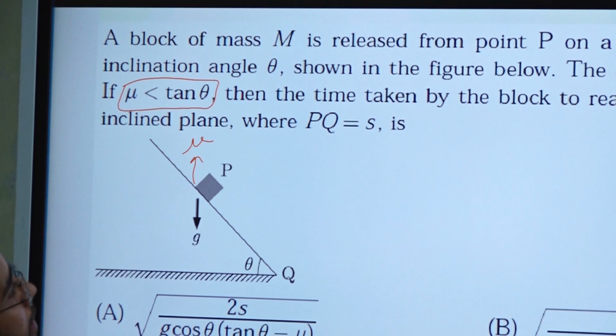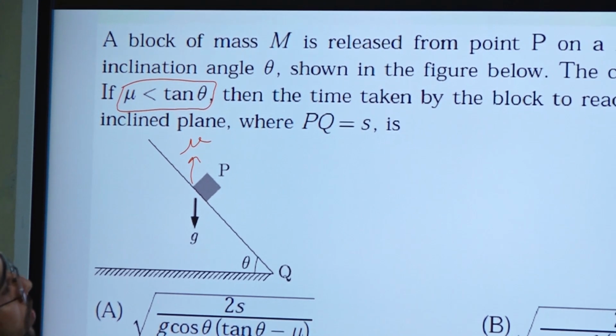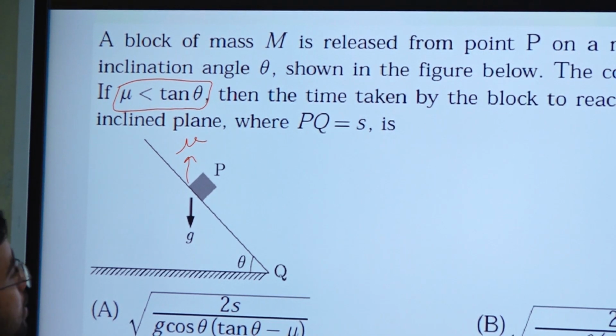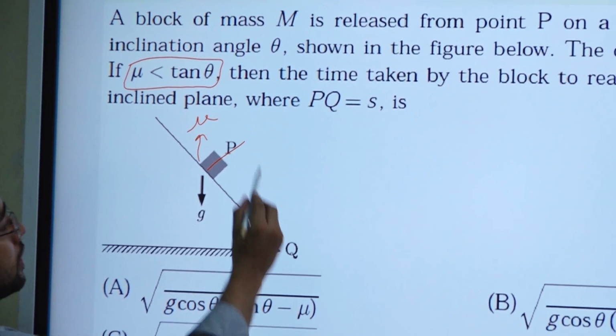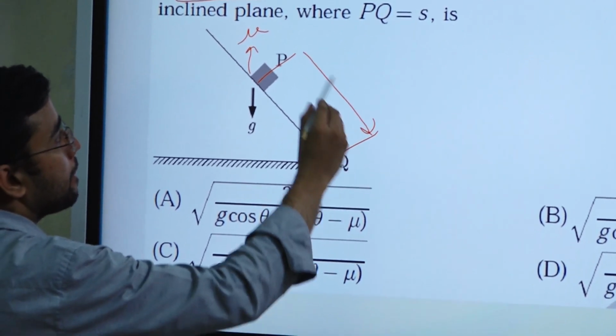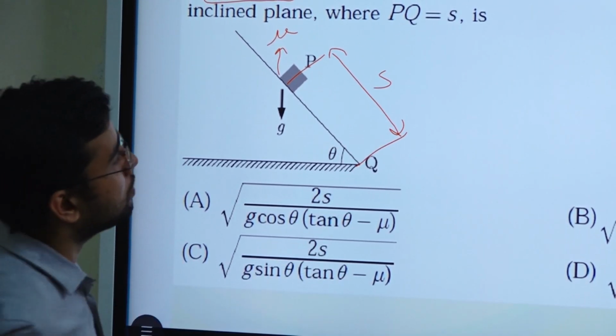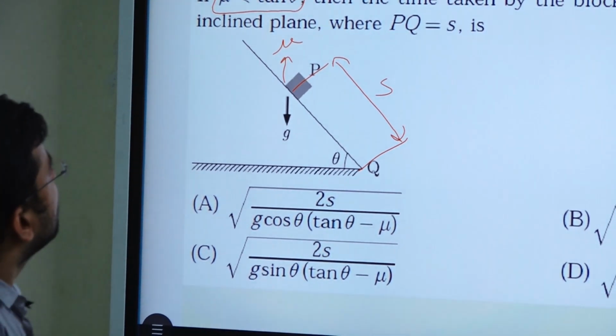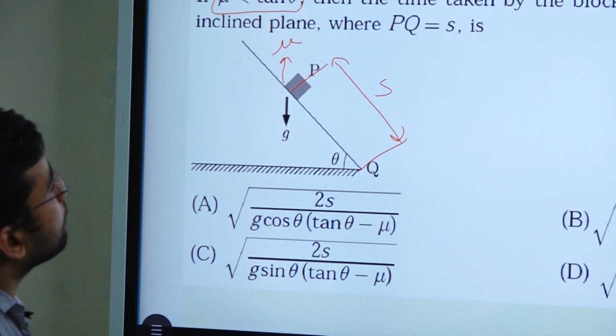Then the time taken by the block to reach another point Q on the inclined plane, where PQ is equal to S, is. So PQ is given as S, and what are they asking? The time to reach there. So how are we going to solve it? Let us see.